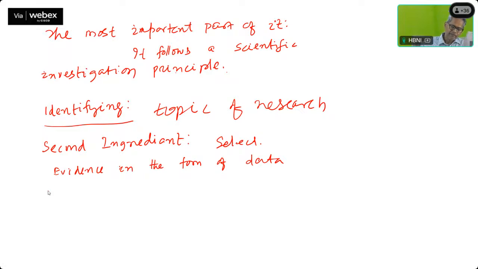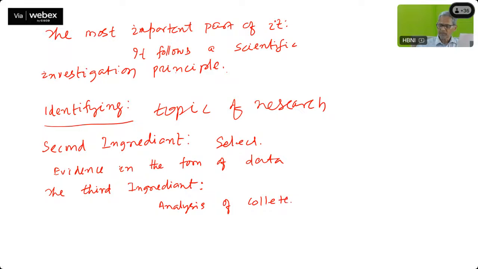So the third ingredient, as per our definition of research methodology, after identify, select, and process: you have now collected data as evidence, and now you have to analyze those data. So the third ingredient is analysis of collected data.